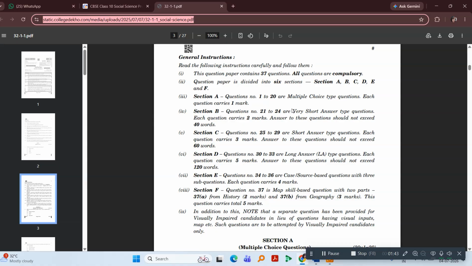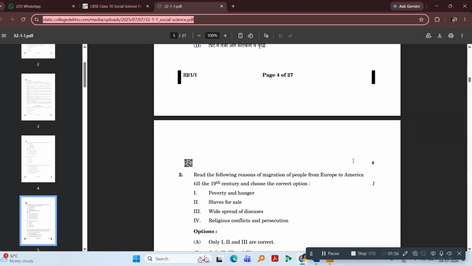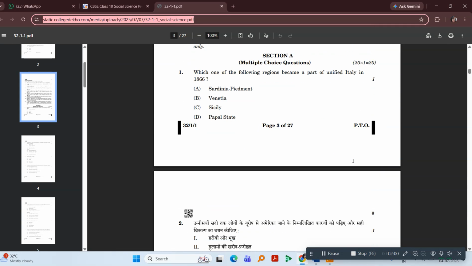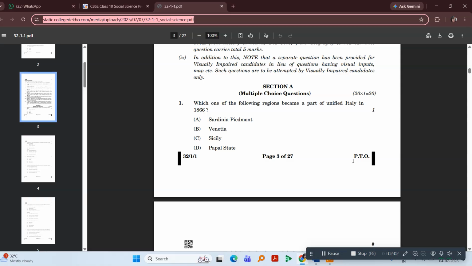In section A, you are supposed to attempt multiple choice questions. In section B, the answers are not supposed to exceed 40 words. Shall I discuss the question paper of section A as well as section B? The question paper will also have questions in Hindi. As a matter of fact, I will be discussing only the English questions with you all. Let's do section A, multiple choice questions.